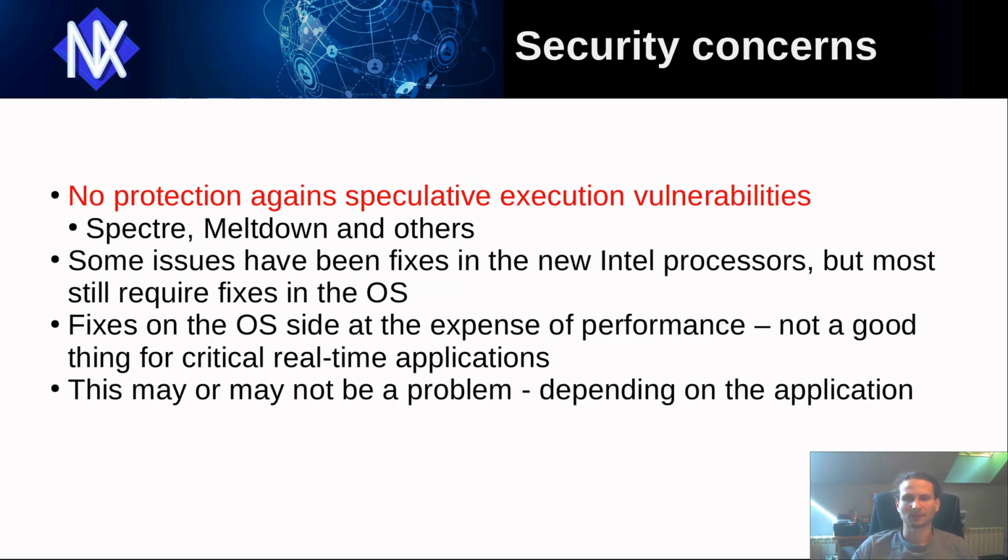Now, important note about security. Currently there is no protection against speculative execution vulnerabilities such as Spectre or Meltdown. While some issues have been fixed in newer Intel processors, many of these vulnerabilities still require fixes at the operating system level. Implementing these OS level fixes often comes at the expense of performance, which is particularly problematic for critical real-time applications. This may or may not be a problem, it all depends on the application, so risk analysis must be done for a given use.